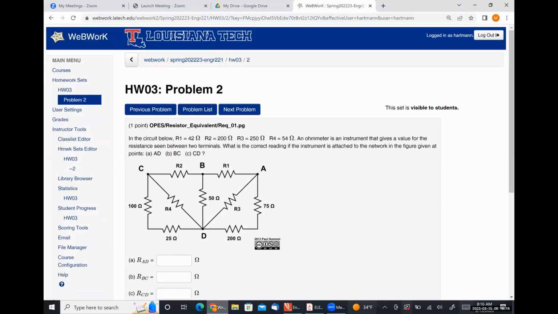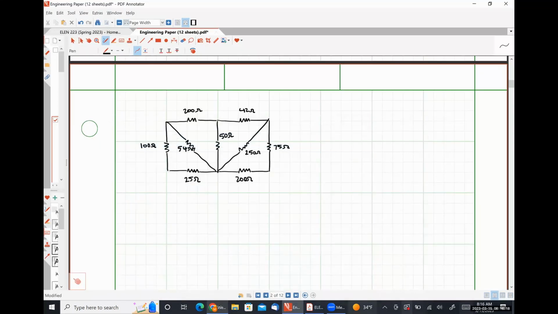Then let me label my terminals A, B, C, and D. I'm going to make a slight modification here. I'm going to give myself little stubs of wire to indicate my terminals, as opposed to just putting the label on that particular node. Okay. So this is the circuit that we're going to analyze the equivalent resistance of.